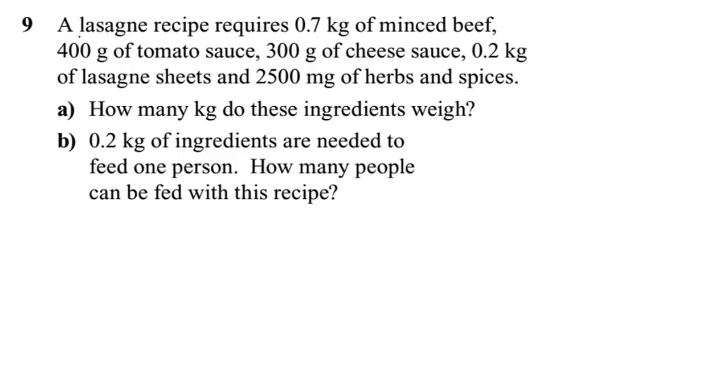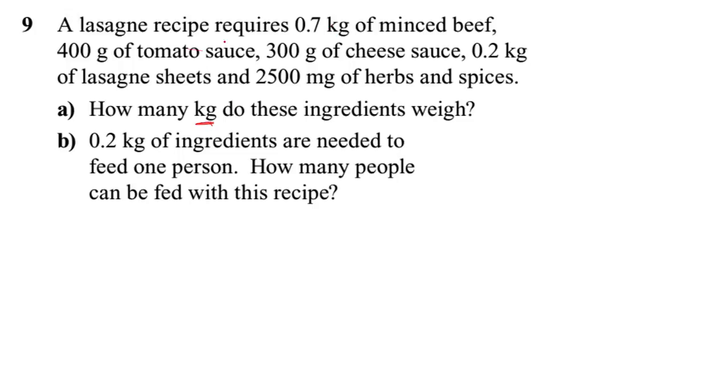Right, so hope you've done that. It says a lasagna recipe requires 0.7 kilos of minced beef, 400 grams of tomato sauce, 300 grams of cheese sauce, 0.2 kilograms of lasagna sheets, 2,500 milligrams of herbs and spices. How many kilograms do these ingredients weigh? They're asking you to do one thing, to convert these things into kilograms. I'm going to do that quickly.